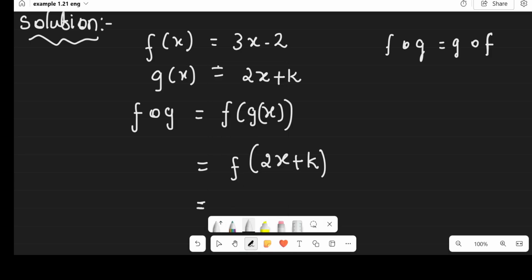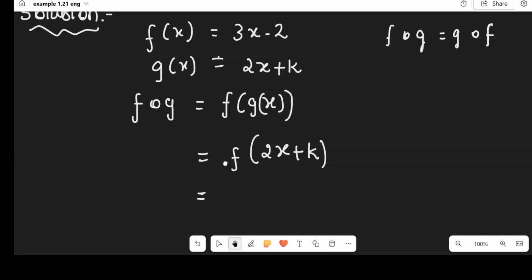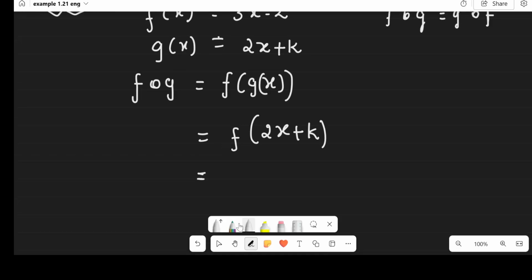So, what is f of x? f of x equals 3x minus 2. So I'm going to apply this value in place of x in this formula. What would be the answer? 3 into the x value, which is 2x plus k, right? 3 times 2x plus k, minus 2.